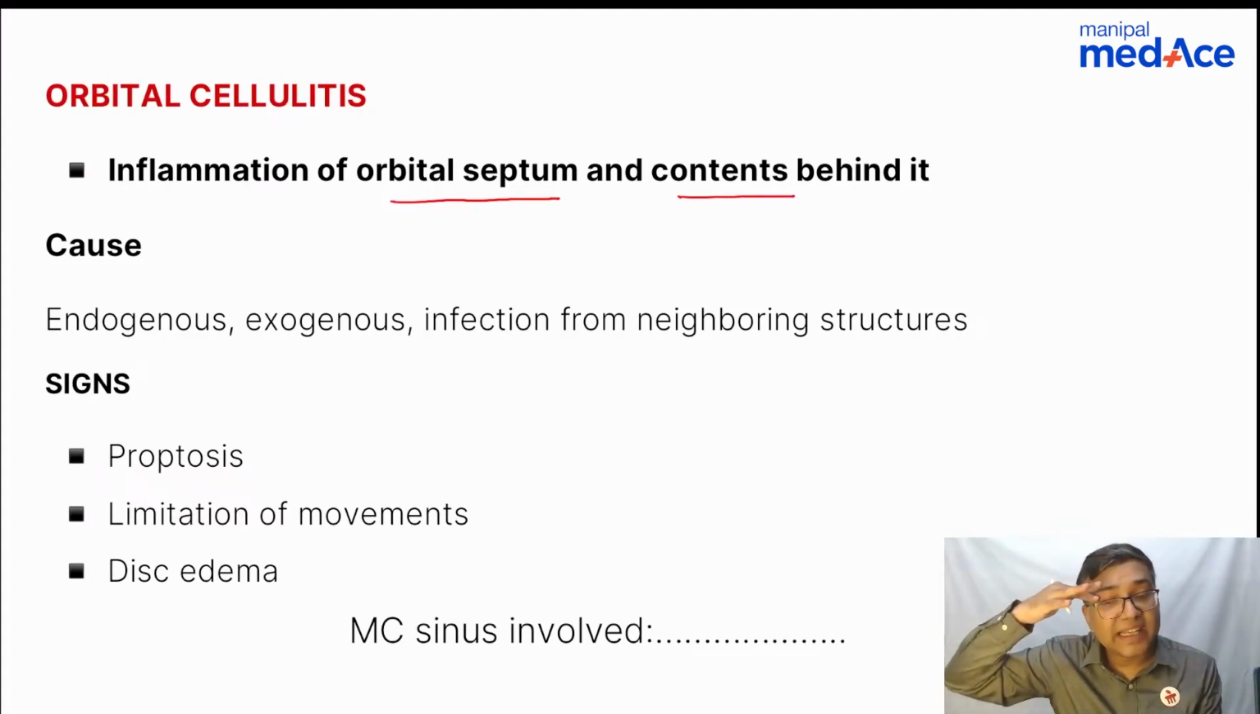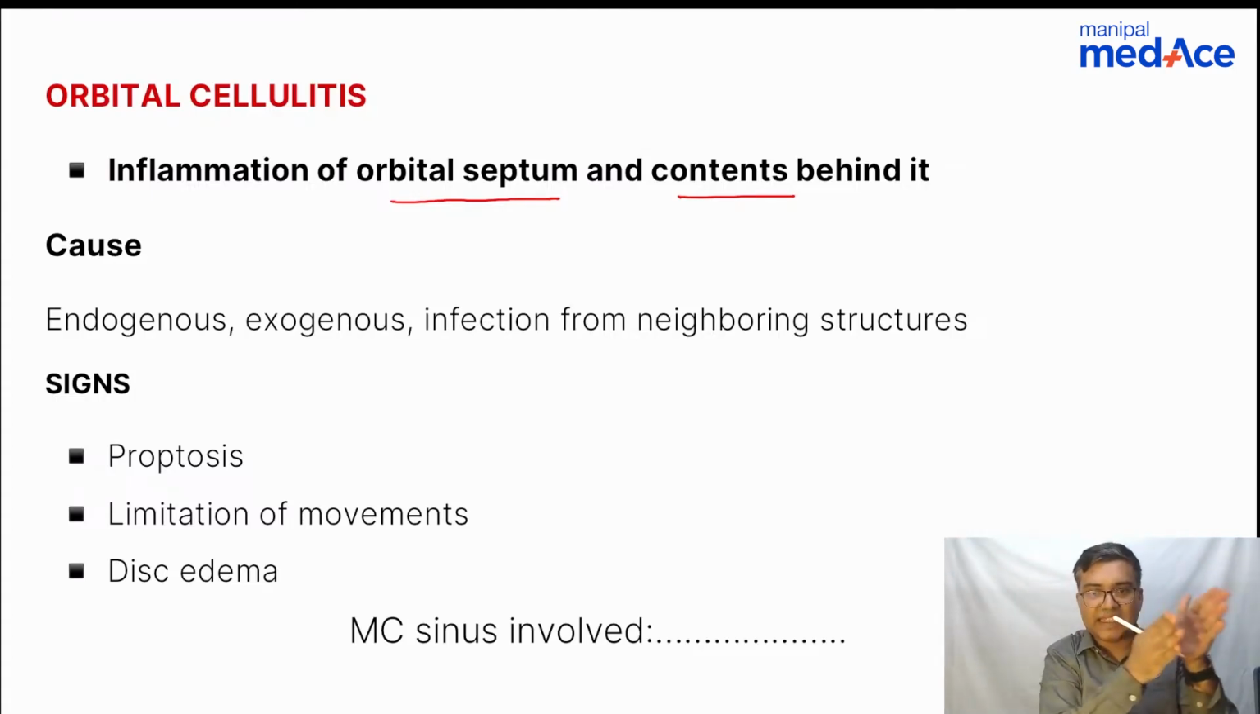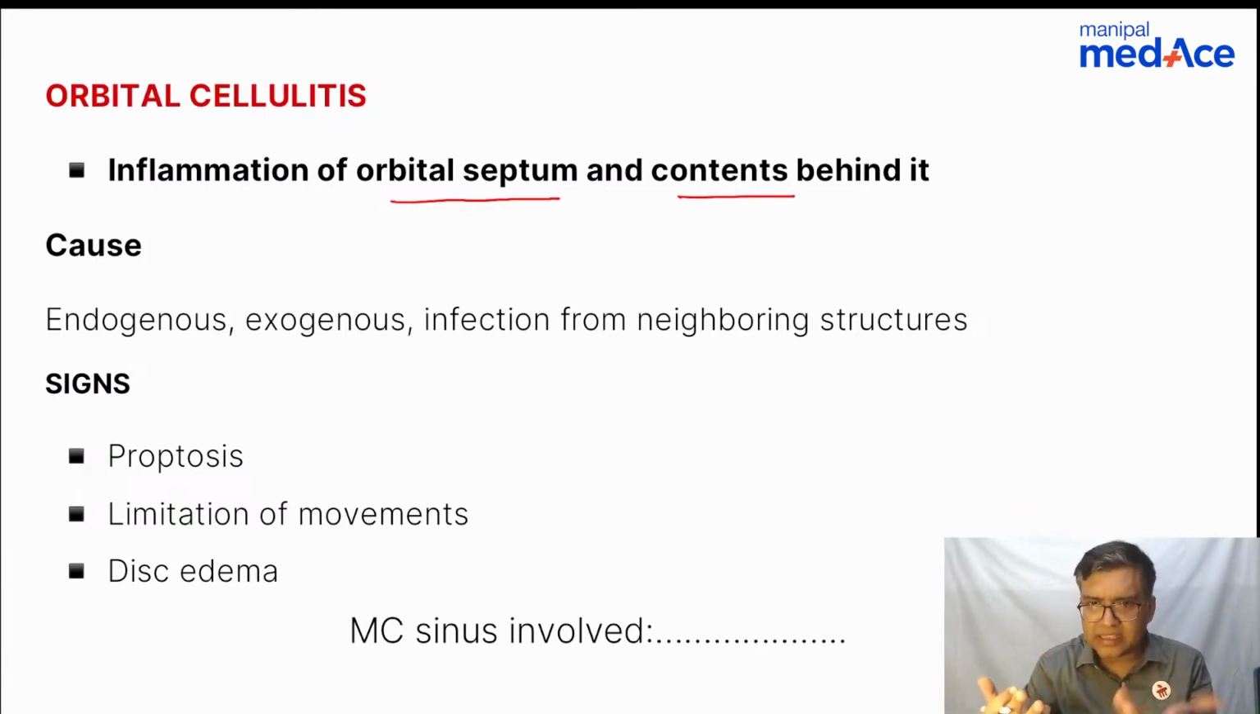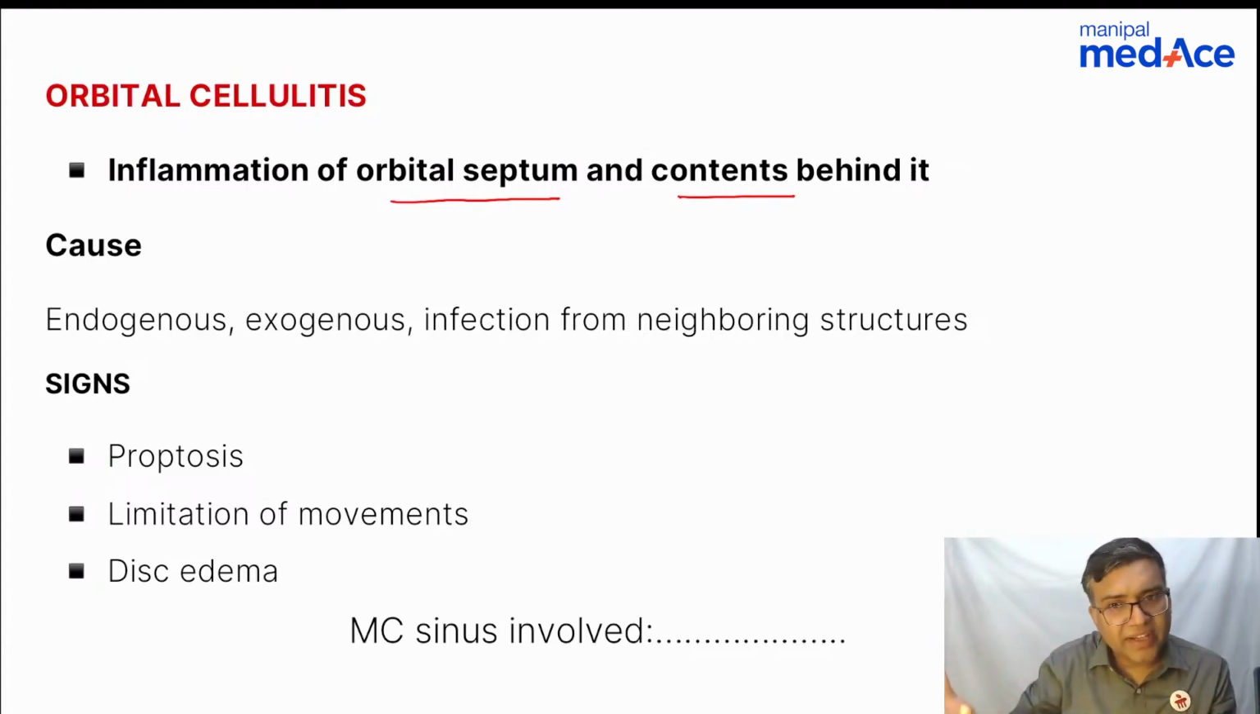The septum is a plate which basically divides the lid into two parts. So if there is a superficial infection, above the orbital septum, we call it preseptal cellulitis. If it is a deep infection, we call it orbital cellulitis. So what are the various causes? It can be endogenous or exogenous.